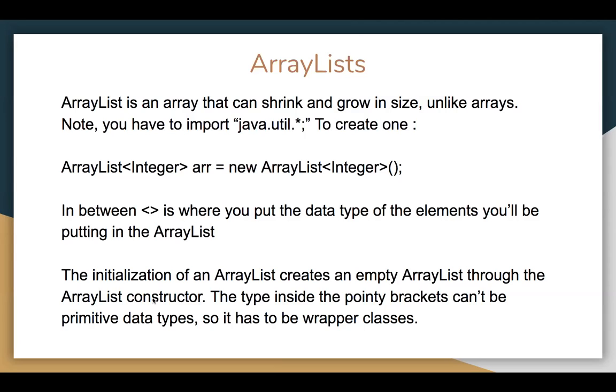So picture ArrayList as an object, like a class in this way. So it has a constructor. So you're basically creating an empty array list through the ArrayList constructor. And the type inside the pointy brackets can't be primitive data types, so it has to be wrapper classes. So that's one difference between array lists and arrays: you're not allowed to create it with elements when you initialize it. You add elements later on, and I'll show how to do that in a second.